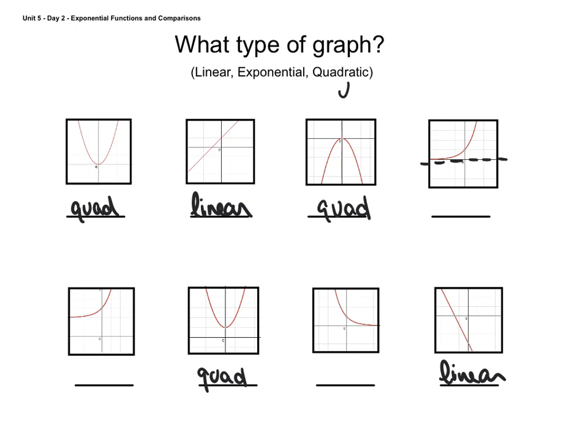Exponential, we've got growth or decay. See my horizontal asymptote, this would be exponential. Here, my horizontal asymptote is up here. These were both growth, and this one's decay. Horizontal asymptote here, so that's exponential decay.